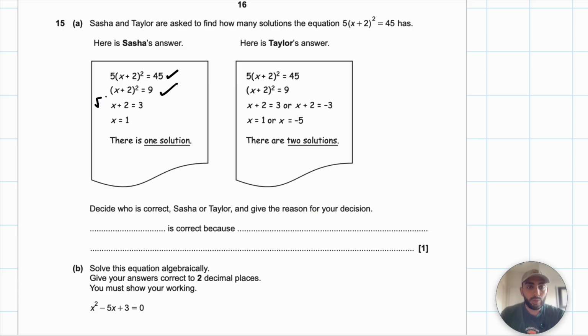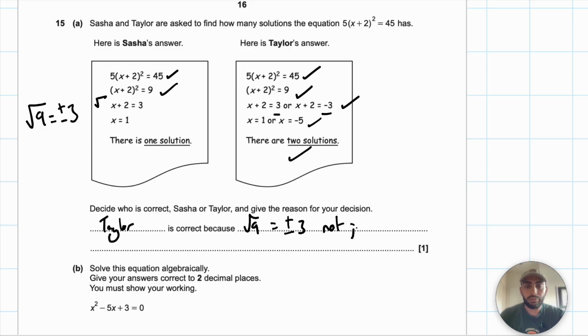On this line, they've square rooted the left-hand side, but they've not correctly square rooted the right-hand side. The square root of 9, you can have two possible answers. You can have plus 3 or negative 3. Taking a look at this one, they've copied out the question first, that's fine. They've divided both sides by 5, that's fine. Then they've written x plus 2 equals 3, or x plus 2 equals negative 3. So they've considered both the negative value and the positive value when they've square rooted that 9, so that would be correct. And then x equals 1 or x equals negative 5, that would be fine. So we can say Taylor is correct because the square root of 9 is positive and negative 3, not just positive 3.